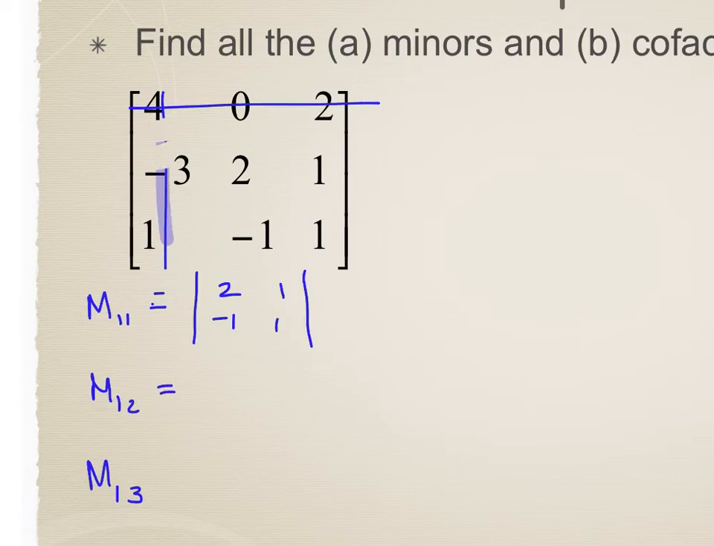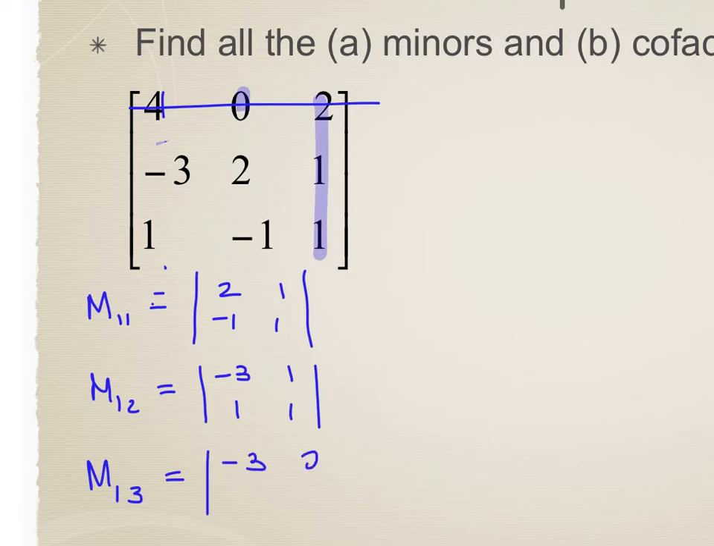For the second one, you're doing row 1, and now you're doing column 2. What's left is -3, 1, 1, 1. And again, I'm going to go back and do that work. And then for the last one, it's row 1 and column 3. So it would be -3, 2, 1, -1. And then I'm going to go back and find the determinant of each of these.